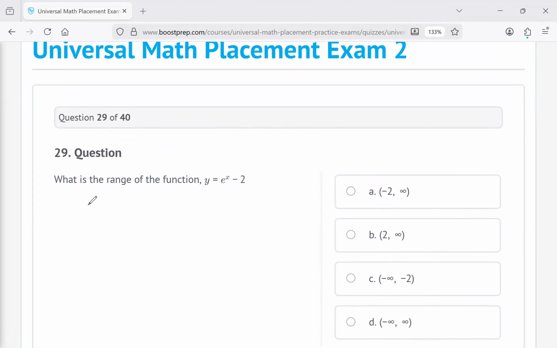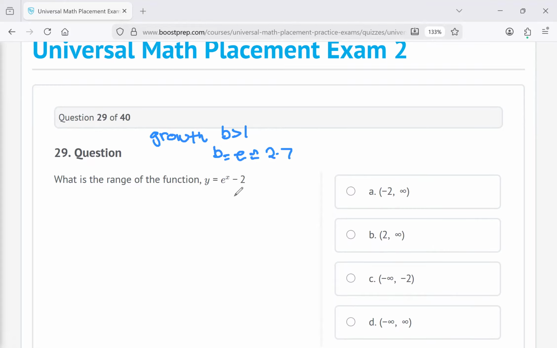Question 29, what is the range of this exponential function y equals e to the x minus 2? So if you want to graph it, that's perfectly fine. This is an exponential function, and I know it's an exponential growth. And how do I know it's a growth? Because the base is greater than 1. Our base is e, which is technically about 2.7. So that's how I know it's a growth.